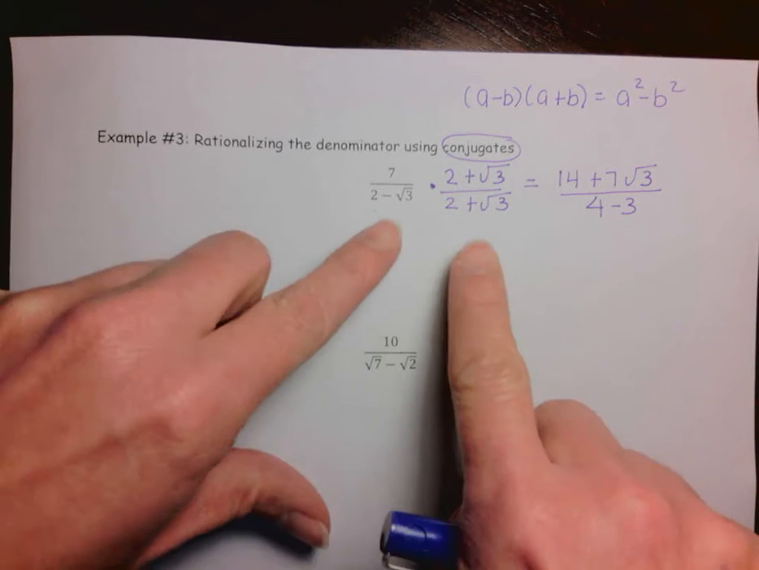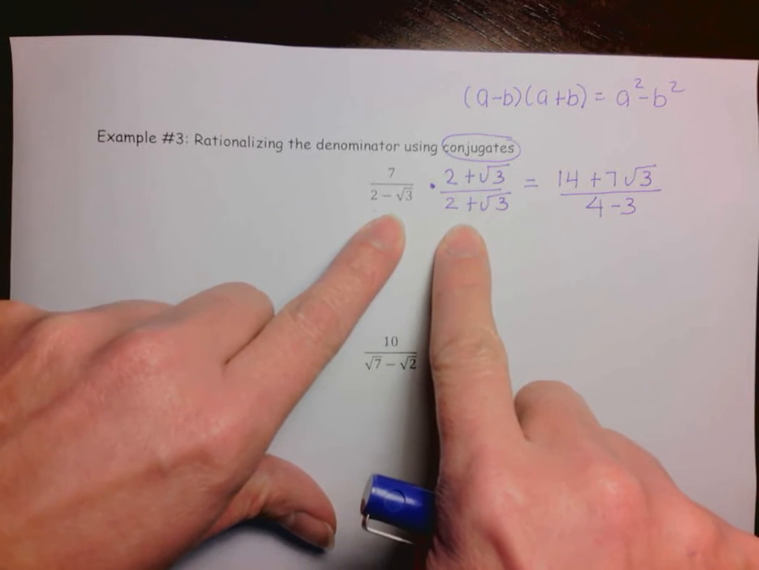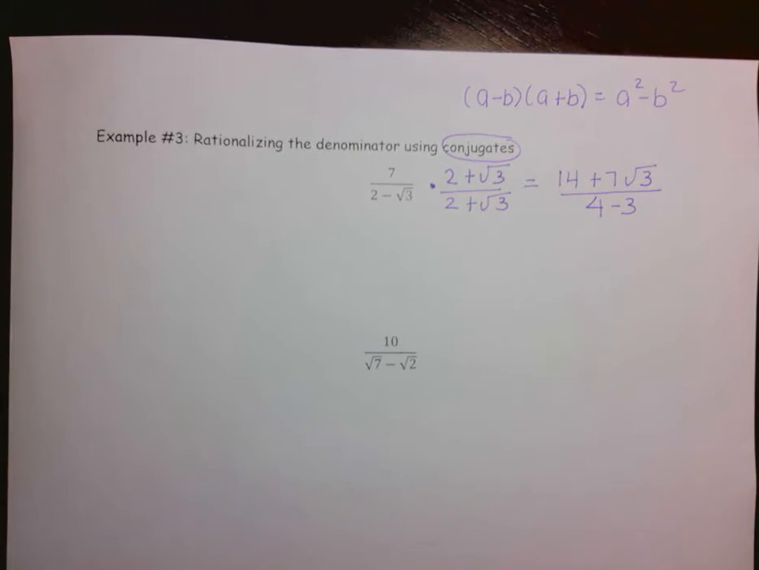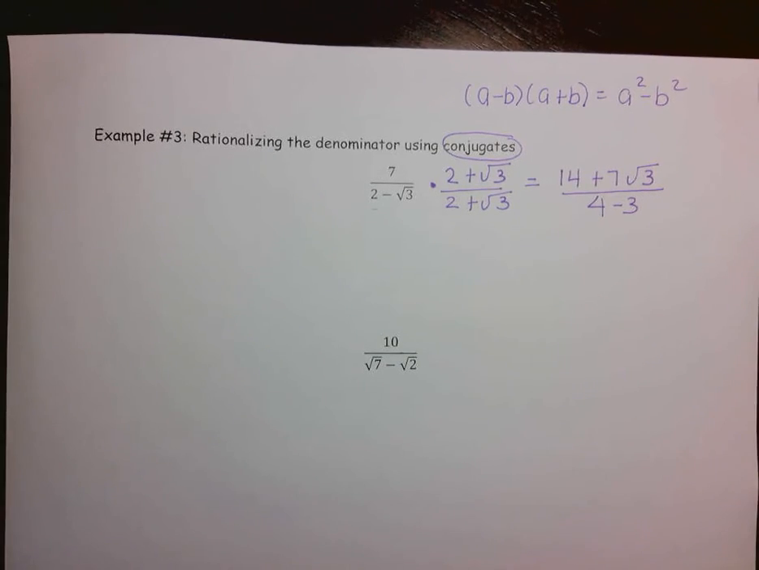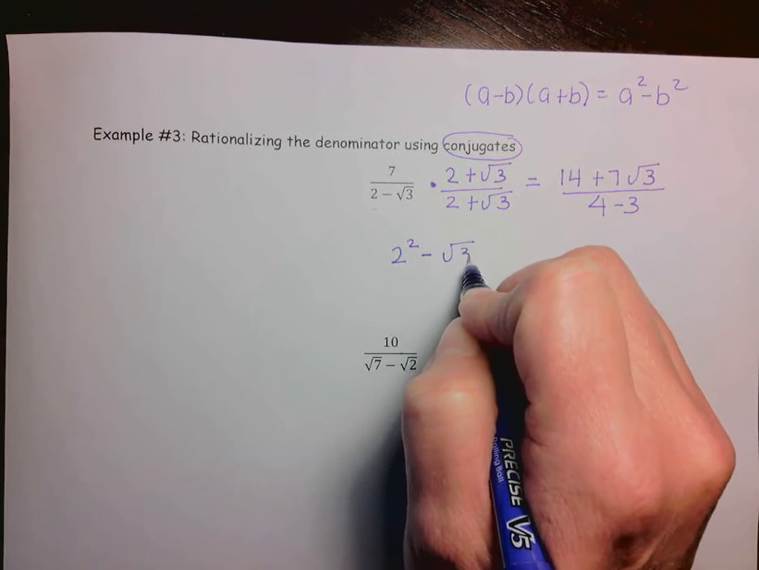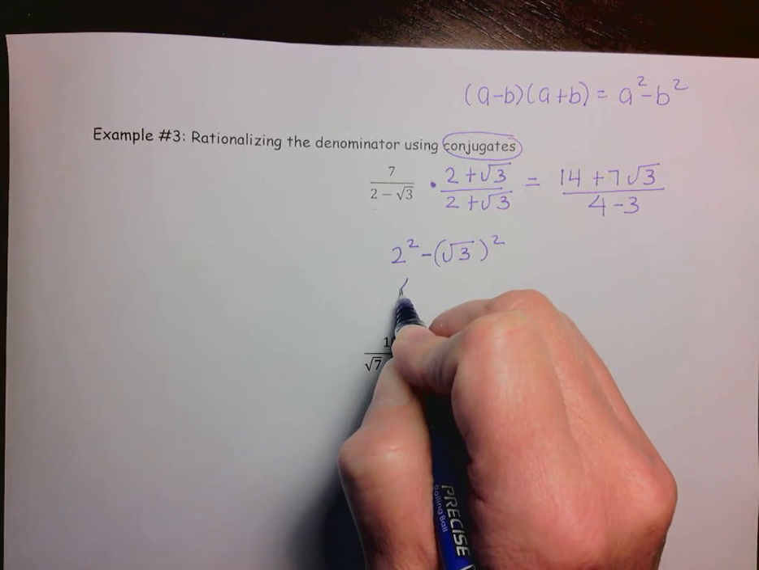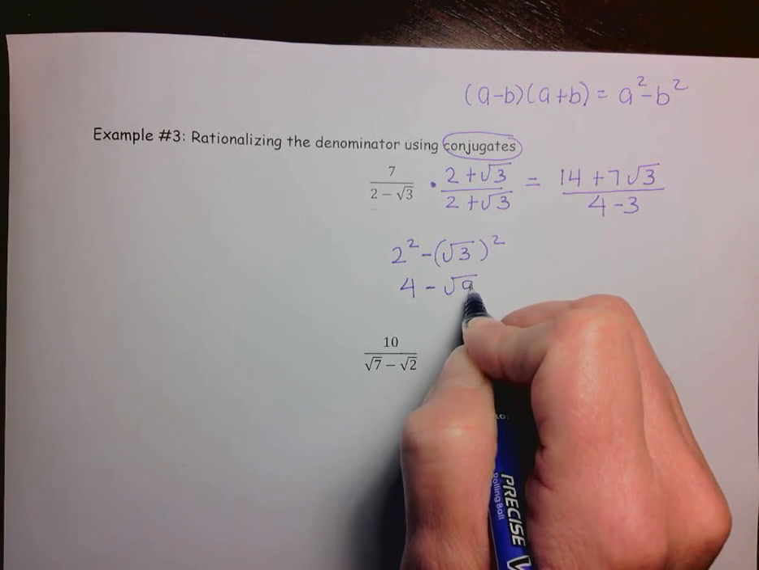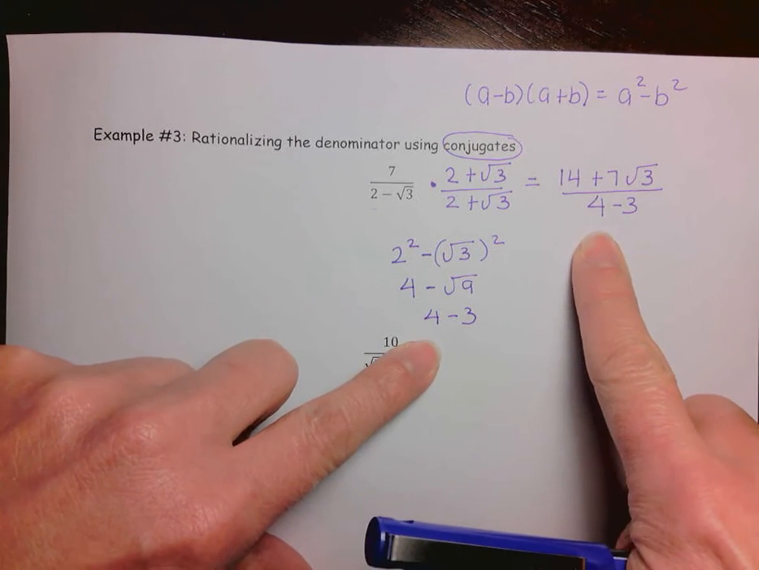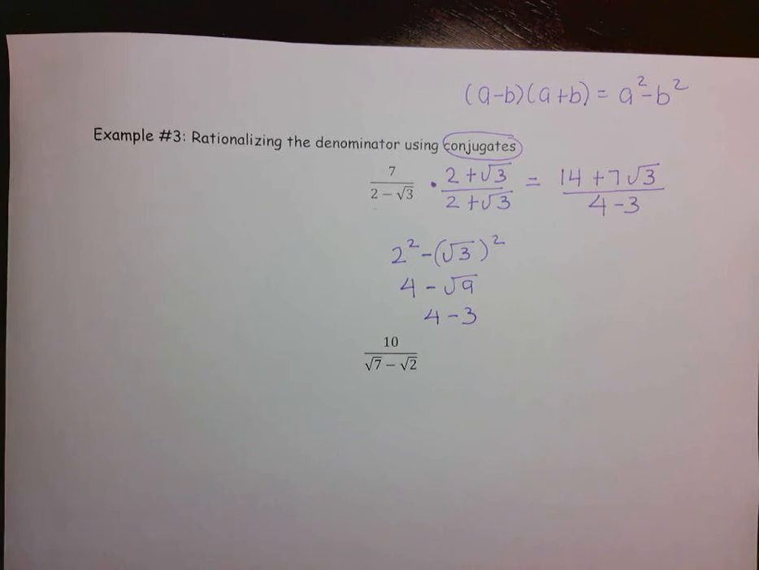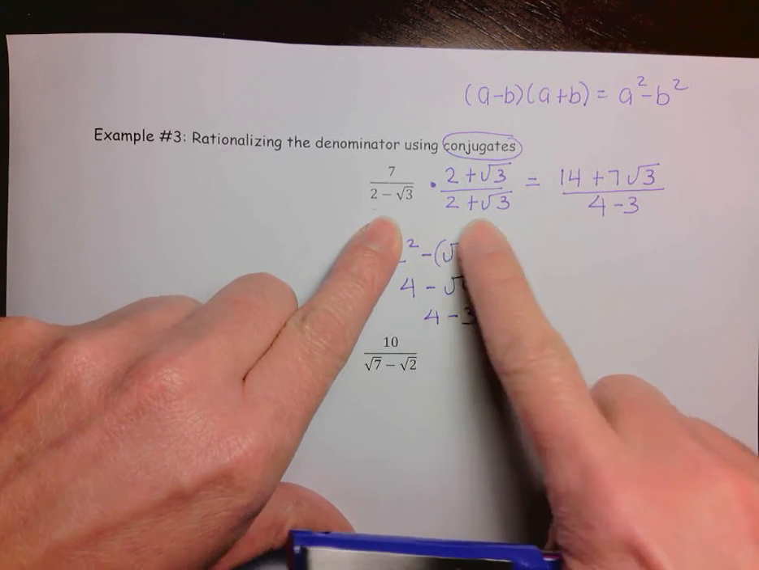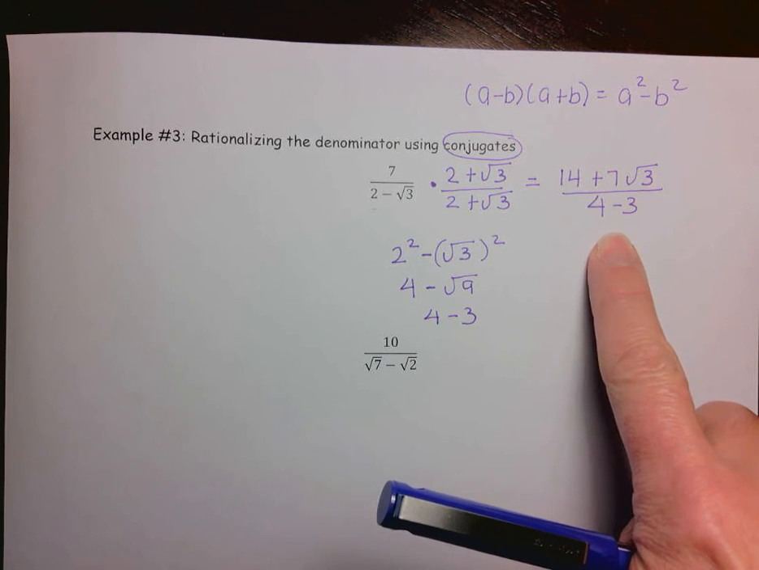Well, what did I do here? I created a minus b times a plus b. So, a minus b times a plus b is a squared minus b squared. And that is how I knew the denominator was going to be 4 minus 3. Whenever I am multiplying conjugates together, I know the answer is always going to be a squared minus b squared.